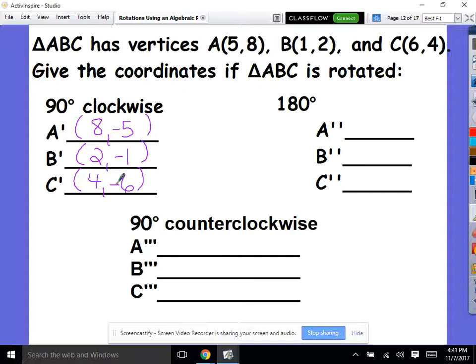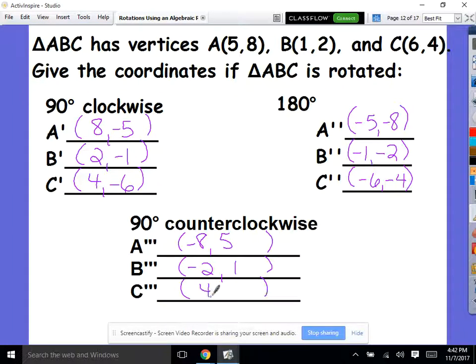For 180 degrees, we just change the signs. So A double prime is negative 5, negative 8. B double prime is negative 1, negative 2. And C double prime is negative 6, negative 4. For a 90-degree counterclockwise rotation, A triple prime, we switch x and y and change the sign of the new x.